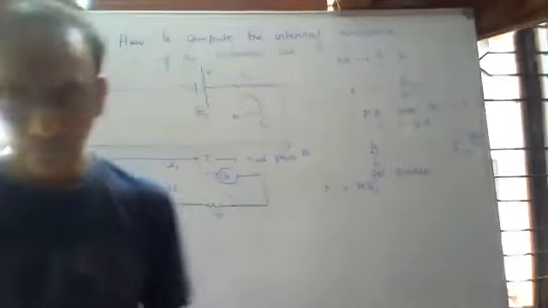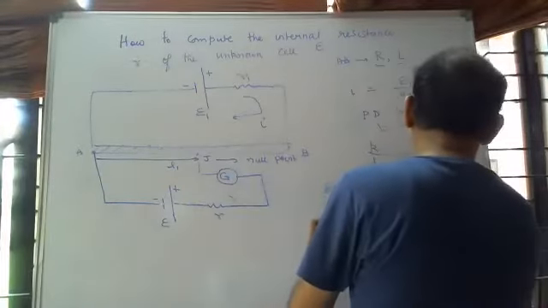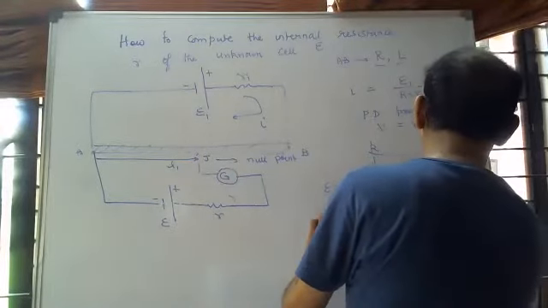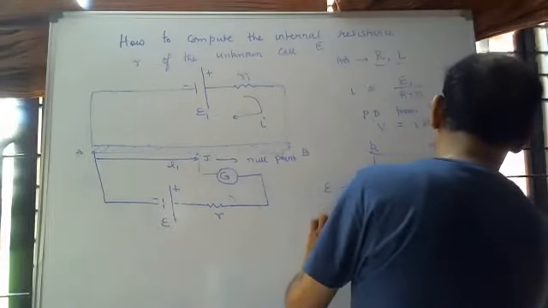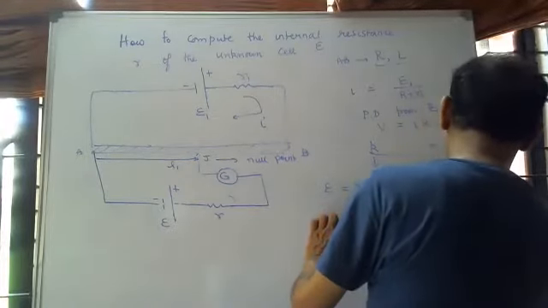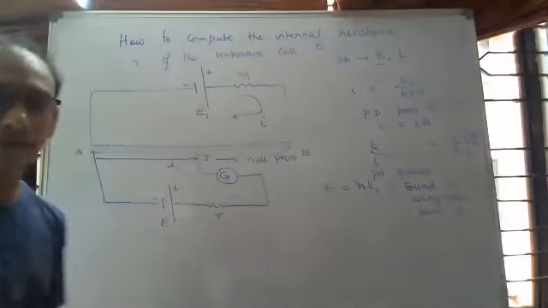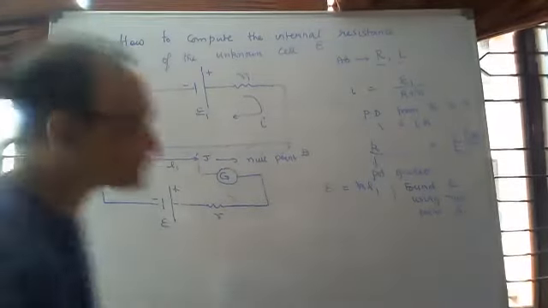Right, I found epsilon using the null point L1. This length L1 is the null point. From that I found epsilon. All right. One minute, let me change the marker.